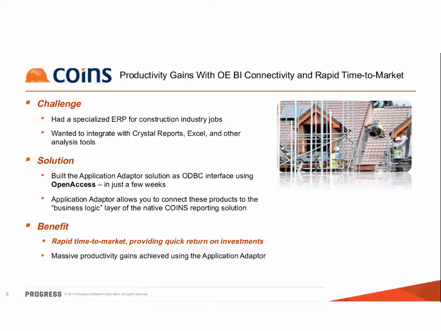They had a specialized ERP for construction industry jobs. They wanted to integrate with other third-party BI tools like Crystal Reports or Excel or some other analysis tools. They had built an application adapter solution which provided an ODBC interface. They used OpenAccess to do this. It only took them a few weeks to actually implement this. And their application adapter allowed one to connect these third-party products to the business logic layer of the native Coins reporting solution, which was an OpenEdge application.